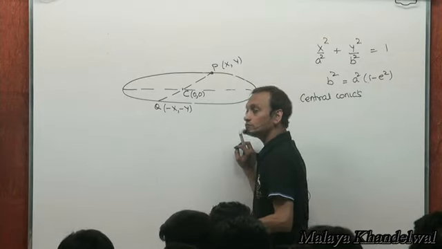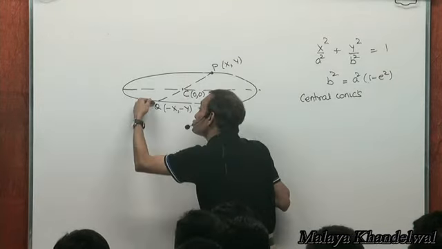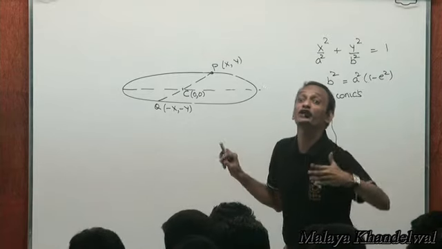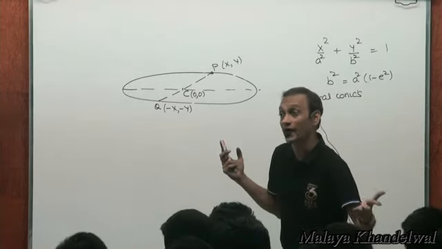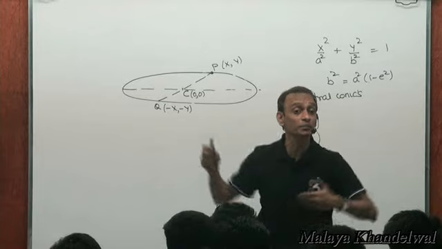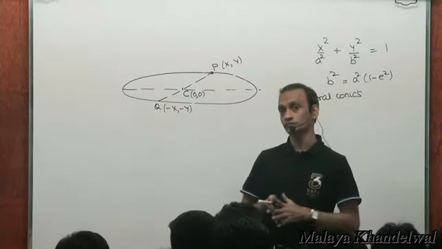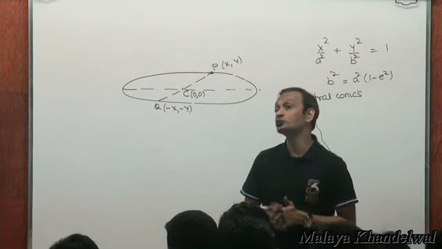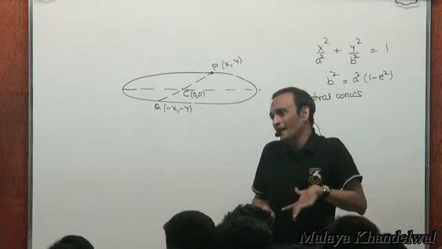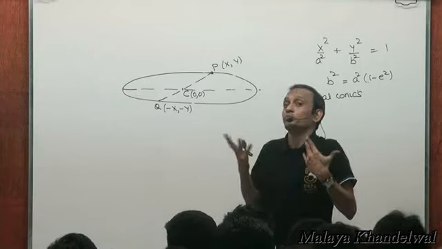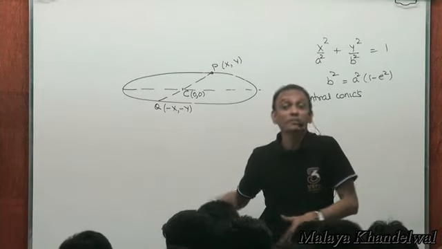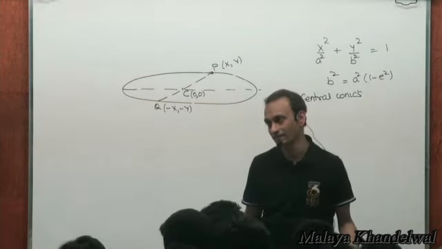And a chord that passes through the center is also called a diameter. A chord that passes through the center, PQ in this case, will also be referred to as a diameter. In circles, all diameters are of equal length. But in an ellipse, the diameters are not of equal length, right?